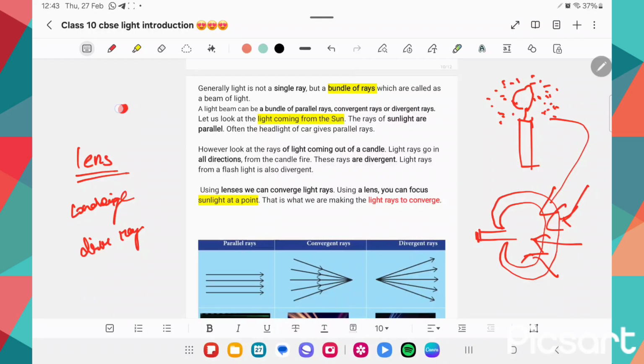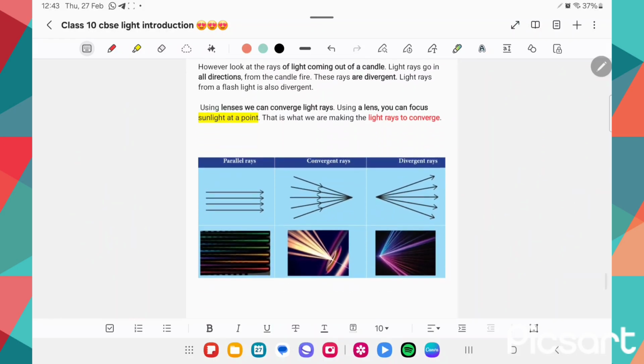So what does beam of light mean? They are nothing but bundles. In that we have parallel, divergent and convergent. Parallel are the rays coming from the sun, and divergent are the rays coming from a candle. Can you see all these images? And the convergent ray is a ray which converges at one point. So these are the three rays we have.